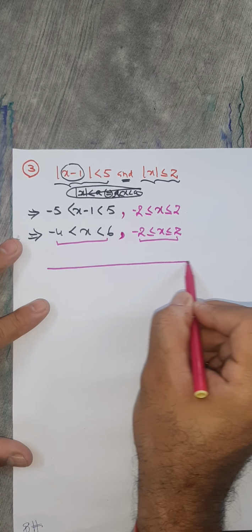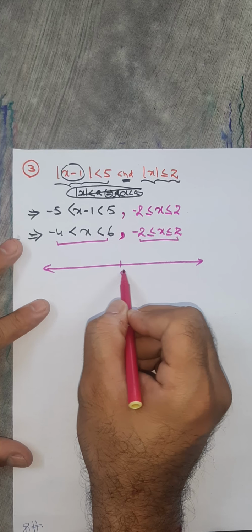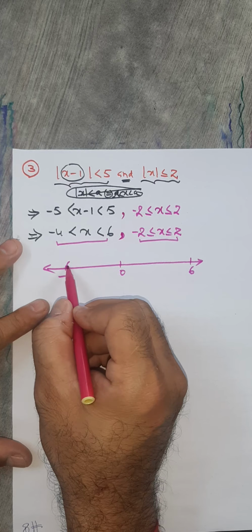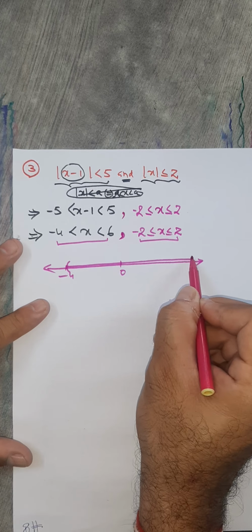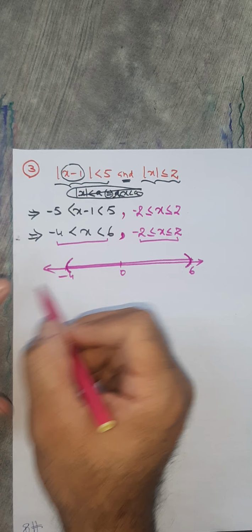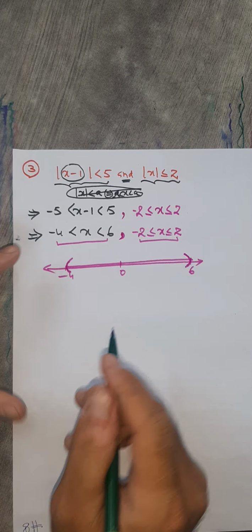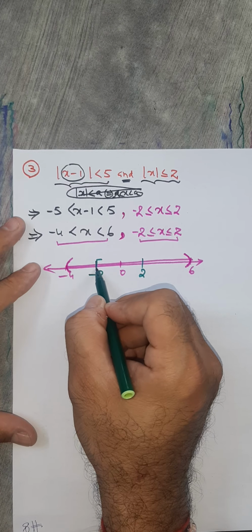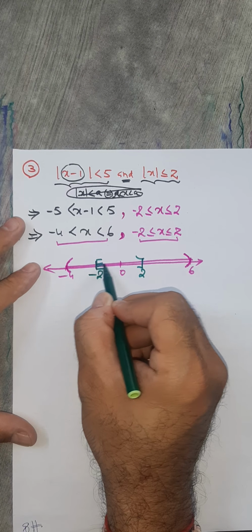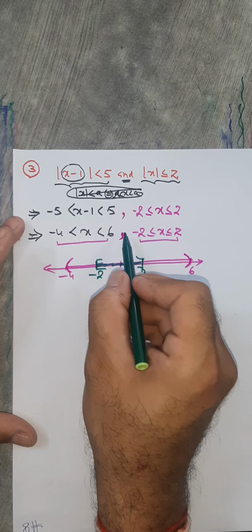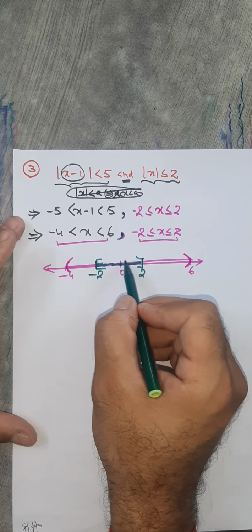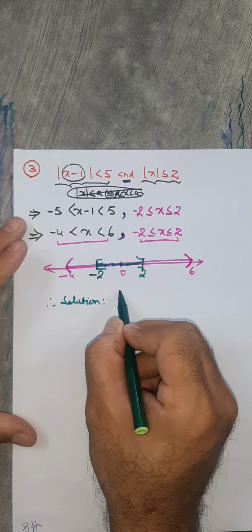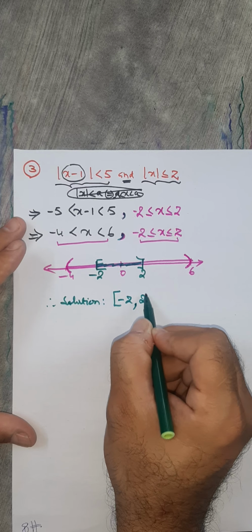If I draw the line, you will understand very easily. Suppose this is 0, here we have -4, somewhere here we have 6. So one is from -4 to 6. Now what about the other portion? The other portion is from -2 to 2 here, remember, closed interval. So you must have now noticed what's common in these two. This comma means and, remember, and means common. So what's the final solution? Solution is closed interval -2 to 2.